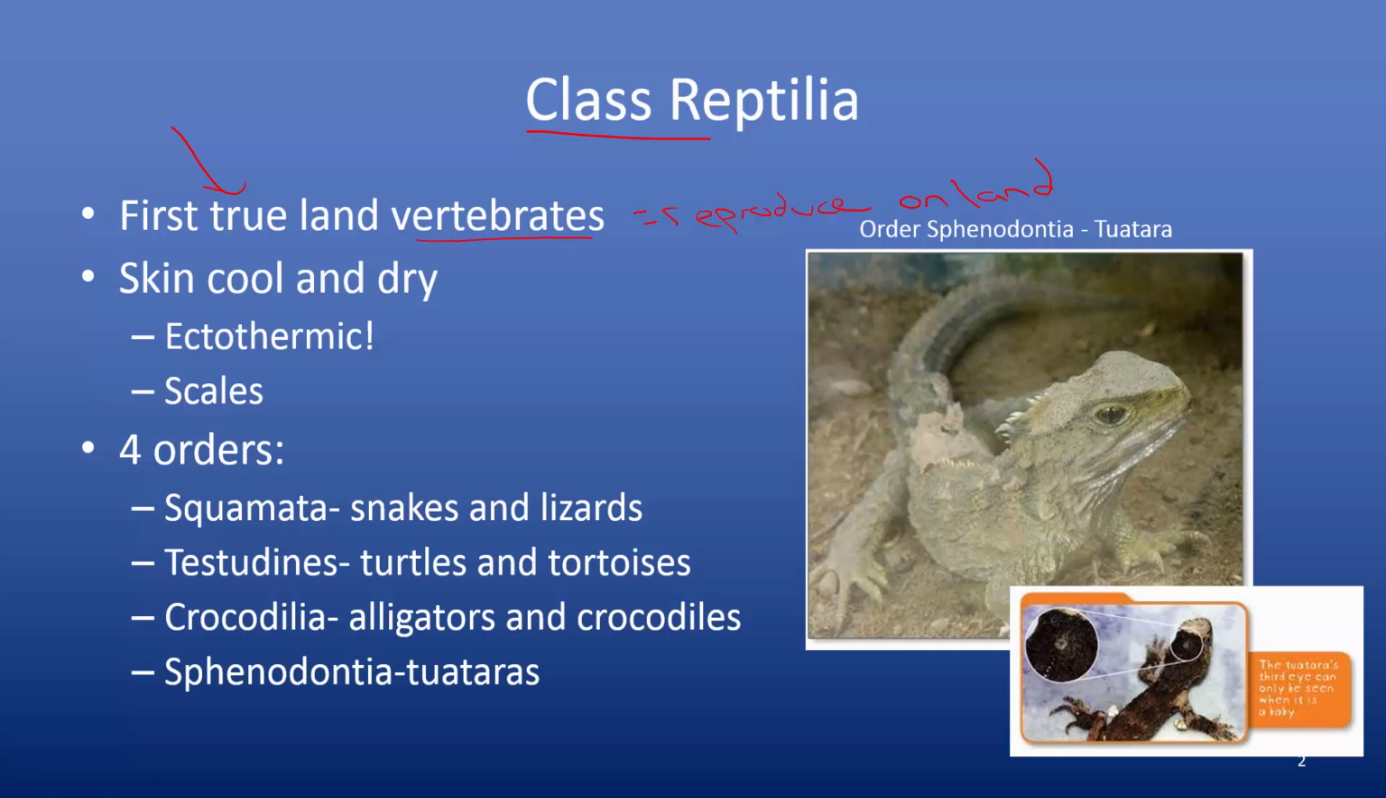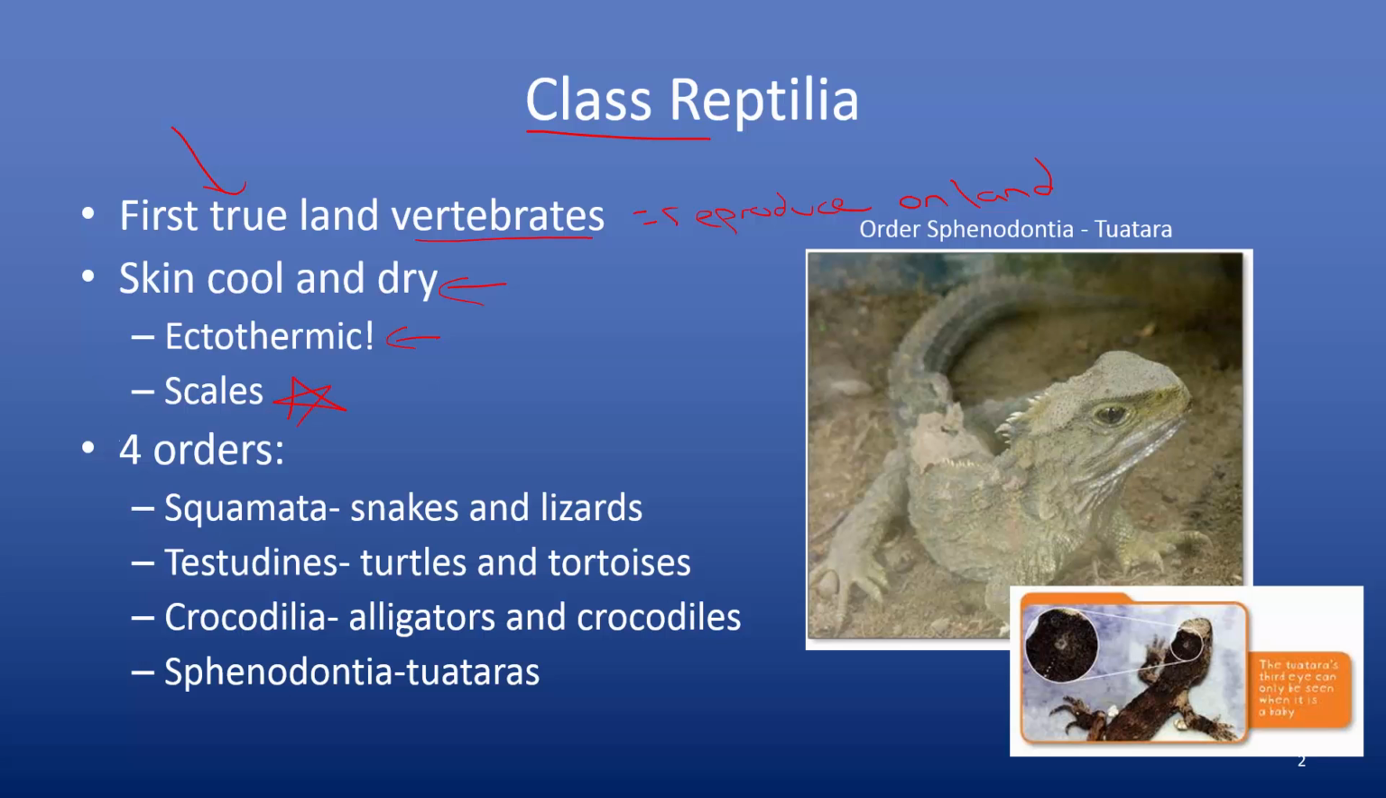Some of the major things is that their skin is cool and dry. Even though you may think a snake's skin is somewhat slimy from the looks of it, it is actually cool and dry. They are still ectothermic, which means the outside temperature, whether that's air temperature or water temperature, will determine the internal body temperature, so the range. So if it gets hotter, the internal body temperature gets hotter. If it gets colder, the internal body temperature gets colder as well. Their skin is comprised of scales, so make sure you know that they have scales.